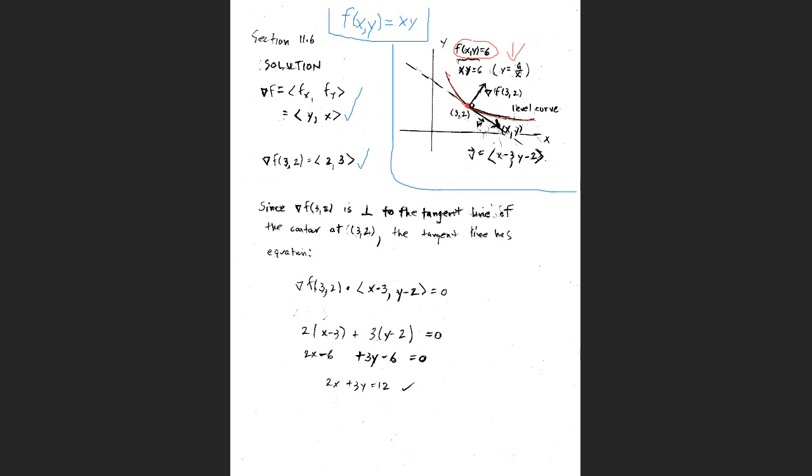Now the gradient at 3, 2 is equal to the vector with components 2 and 3. So the vector is going to be a little taller than it is wide, the rise is going to be a little longer than the run is. So I tried to just draw that there for the gradient.